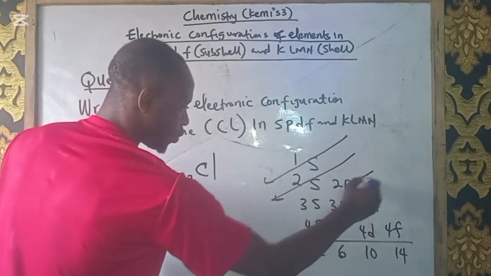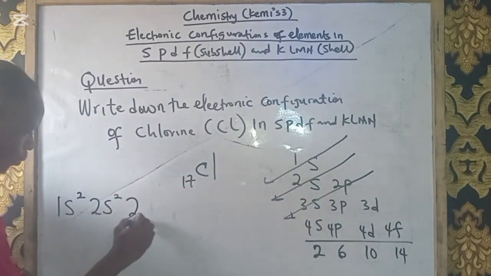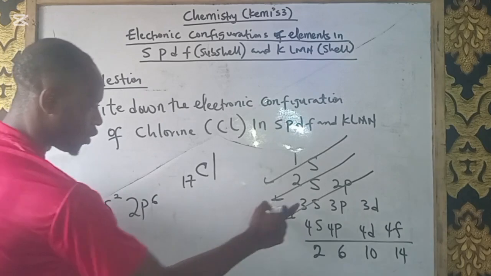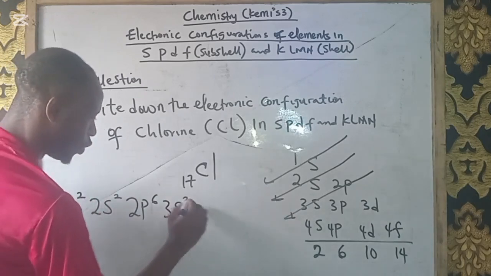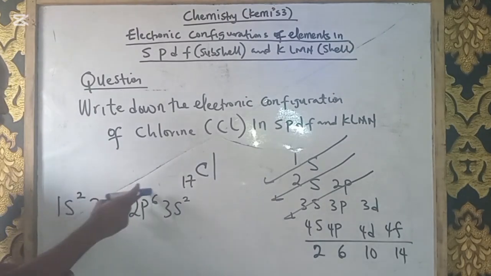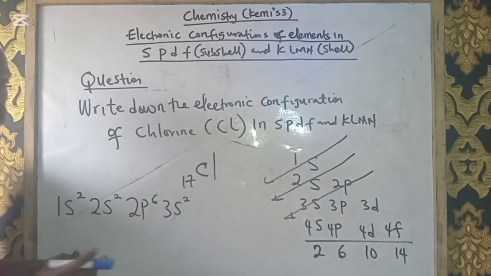Now you go to the next one, 2p. Then the total number of electrons that p can occupy is what? 6. And we also have what? 3s2. So if you look at the powers now, we already have 12. Okay, 2 plus 2 is 4, 4 plus 6 is what? 10, 10 plus 2 is what? 12. So we need 5 more.